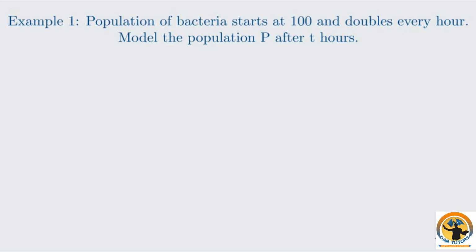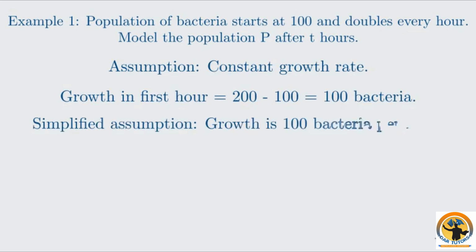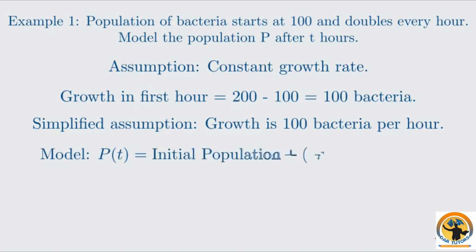But what if we made a simplifying assumption to create a linear model? This is the essence of modeling. Let's assume the growth rate is constant. The bacteria grow from 100 to 200 in the first hour, an increase of 100. We'll simplify and assume this constant rate of growth of 100 bacteria per hour. With this assumption, the population after T hours is the initial population plus the growth.